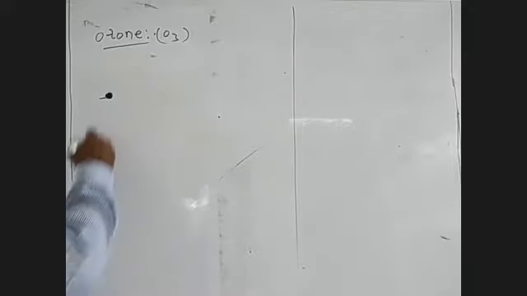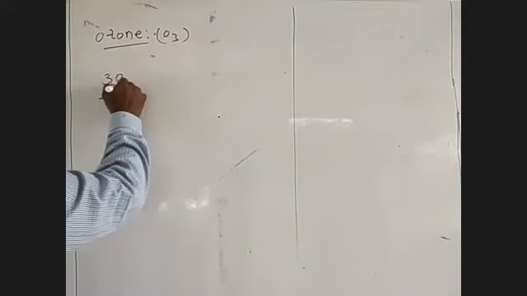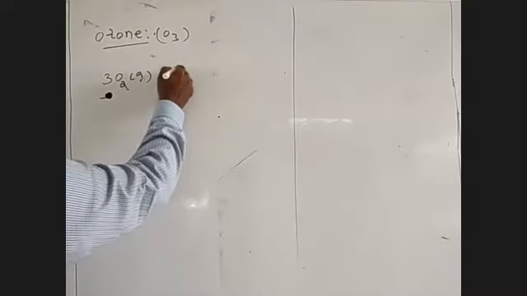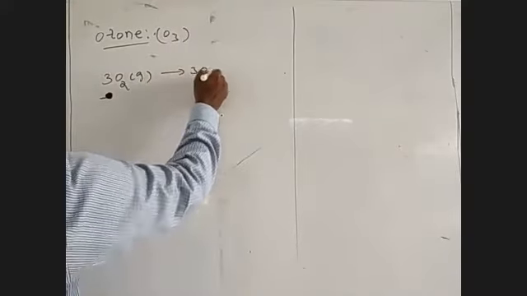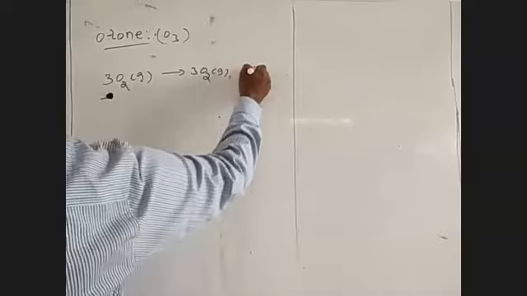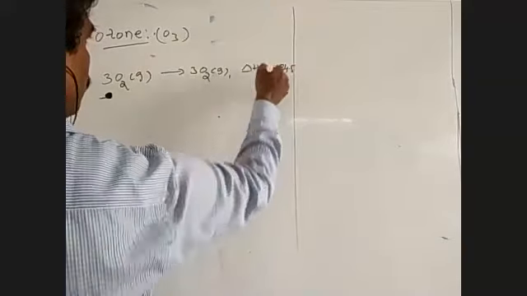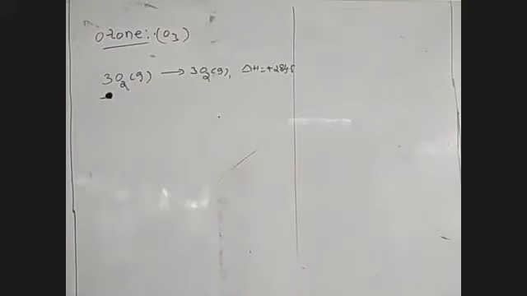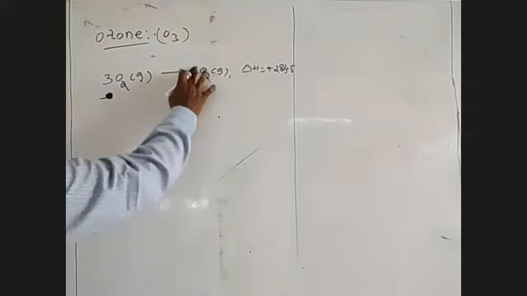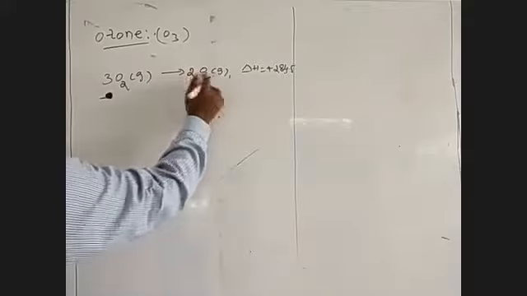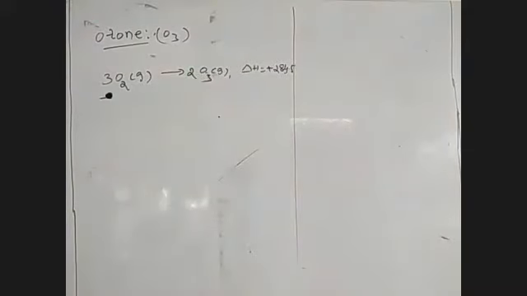Ozonized oxygen means a mixture containing O3 plus O2. In the formation of ozone from pure and dry oxygen, 3O2 gives rise to 2O3, and delta H is equal to plus 284.5 kilojoules per mole.